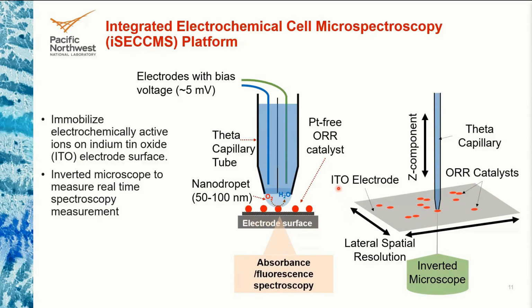So we have to use this indium tin oxide electrode, and we spread the electrocatalyst, in this case tantalum titanium oxide, on the indium tin oxide electrode, and then look at how the ORR lands on each particle, and how the ORR activity changes as a function of the generation of free radicals.